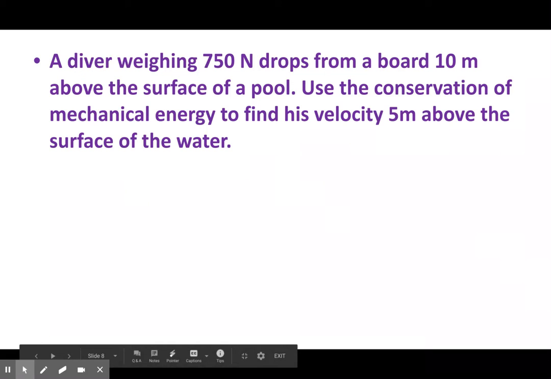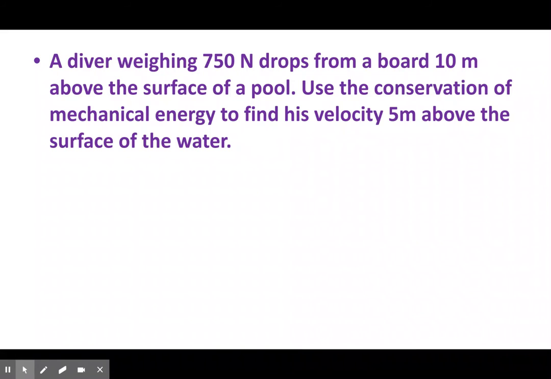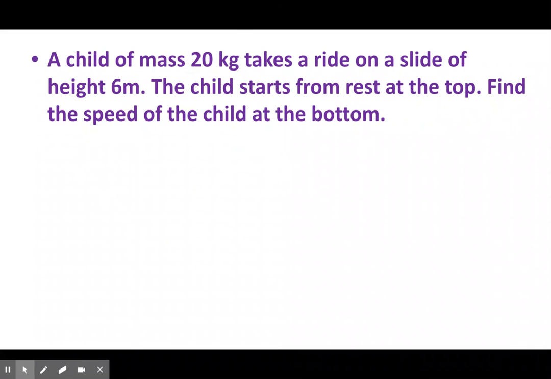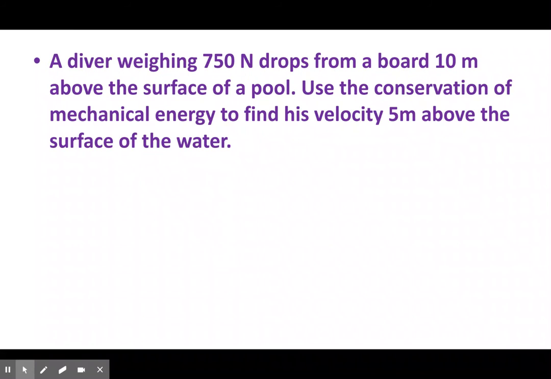Okay, so here's what a problem might look like. A diver weighing 750 newtons. So let's go ahead and divide that by 9.8 to get his mass. So his mass, divide by 9.8. So his mass is 76.5 kilograms.